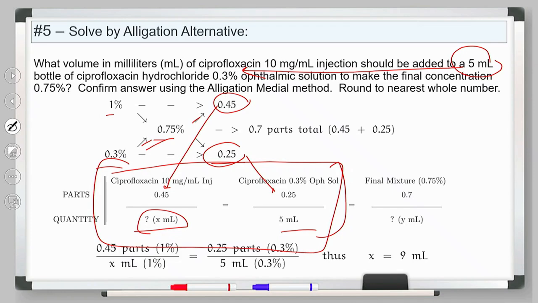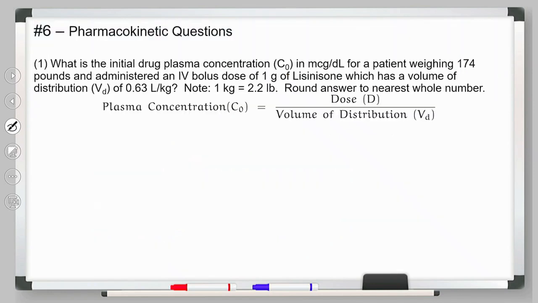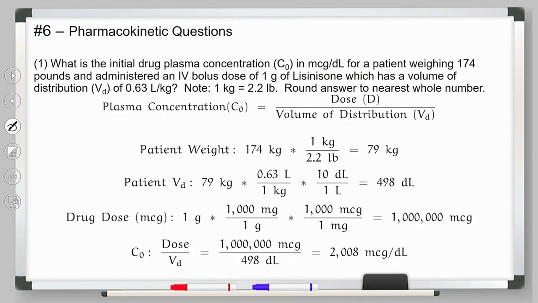Okay, I know you're anxious because I'm running out of time here. I will leave these here on the questions. This one is pretty straightforward. It wants to know the plasma concentration, which is just the dose over the volume of distribution. The trick is that I need it in micrograms per deciliter. So make sure you convert your weight here to micrograms and this volume to deciliters.